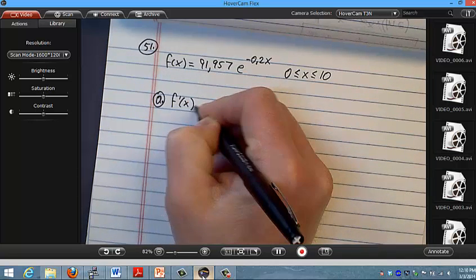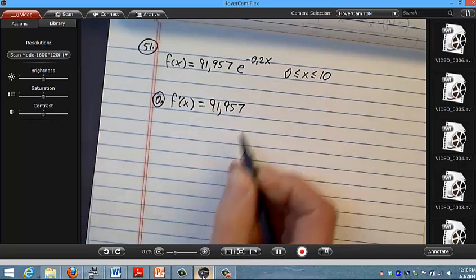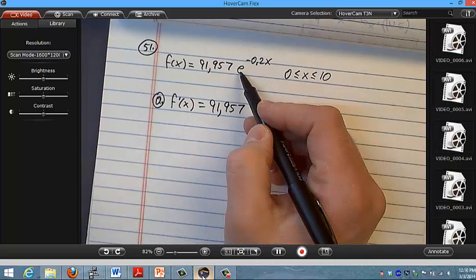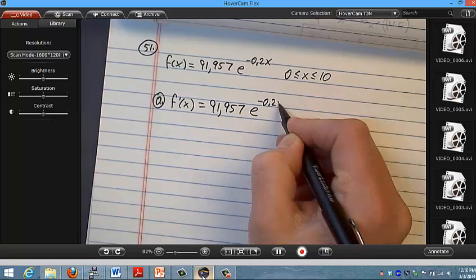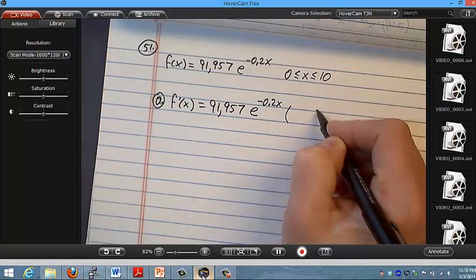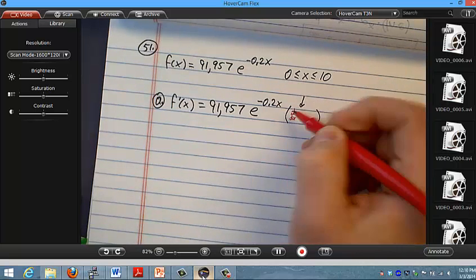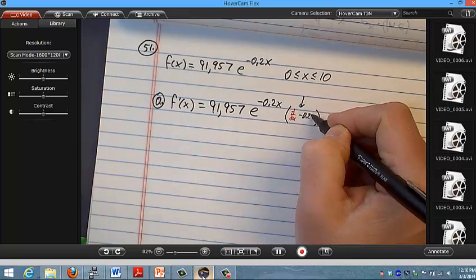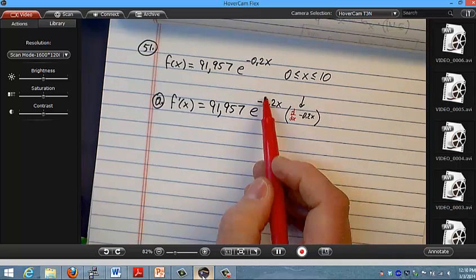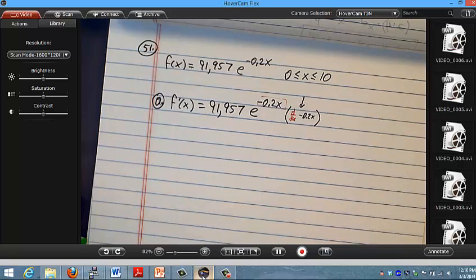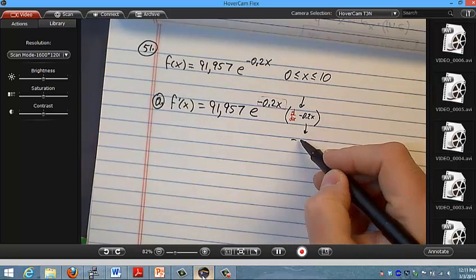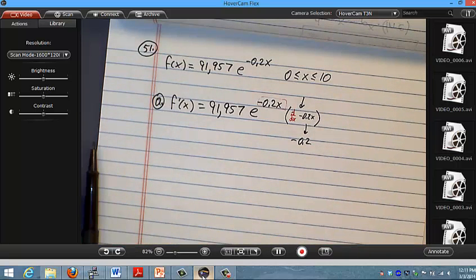F prime of x. Well, I'm going to write this 91,957 exactly like I did. The derivative of e to the whatever is e to the whatever. And then what do I need to multiply by? Negative 0.2. Why do we multiply by negative 0.2 here? You have to take the derivative of negative 0.2x. I need the derivative of what's up here, this exponent of negative 0.2x. By the chain rule, I always need to take the derivative of what's inside. And inside in the exponential function really means up in the exponent. And, of course, the derivative of negative 0.2x is just negative 0.2. So I better multiply that out. See what I get.